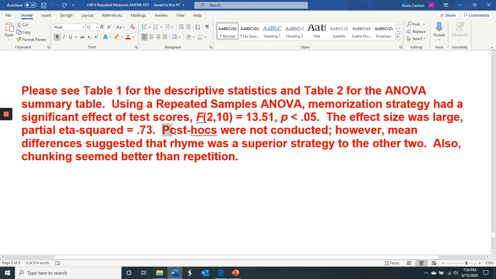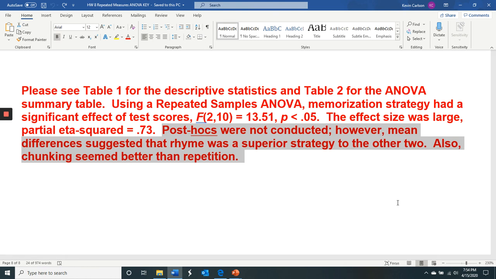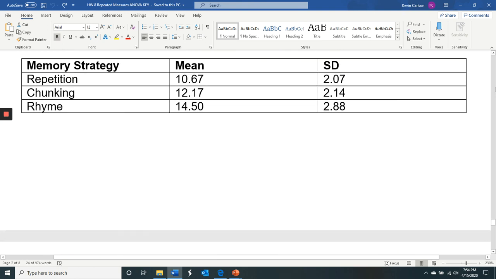So it's significant, so we can do post-hocs, but we didn't do it. We aren't doing it by hand, so we say, very sorry, we did not do it by hand. However, if we look at the Table 1, it looks like rhyme is the highest than the other two. And also chunking looks like it was better than repetition. So I'm just going to show you that again. Rhyme was the highest, right? The higher one. So it's better than these two other strategies. But then if we look further, it looks like chunking, of the other two, chunking was better than repetition. So we just say those things simply in words.